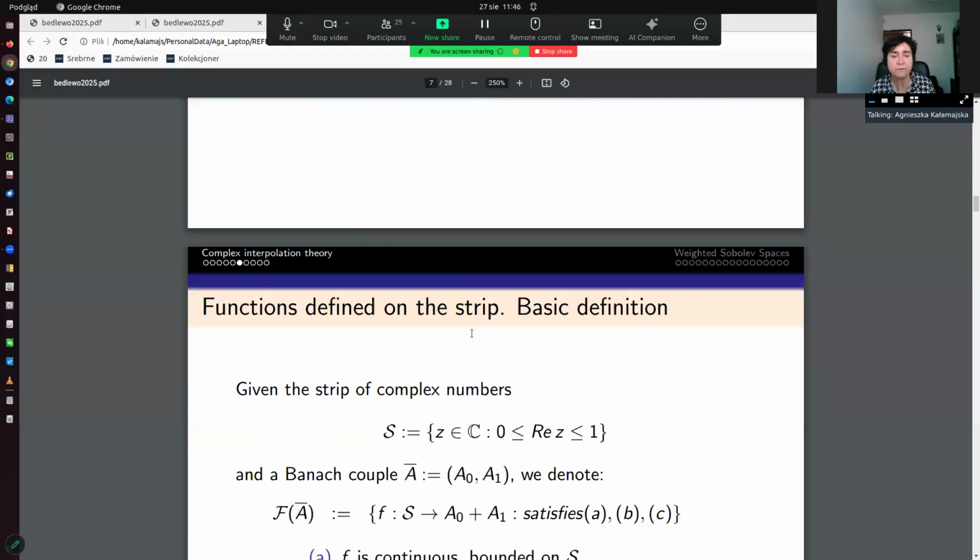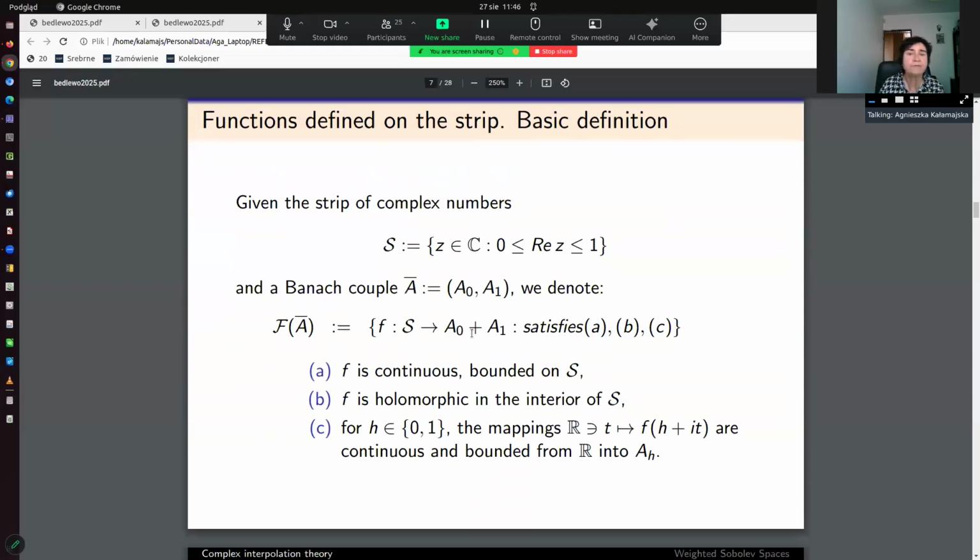Then the next object is the following. We deal with functions which are defined on the strip. By strip, I mean all complex numbers z whose real part is between 0 and 1, including 0 and 1. So the imaginary part can be as large as we wish, but the real part is between 0 and 1 and can include 0 and 1. So this is a strip.